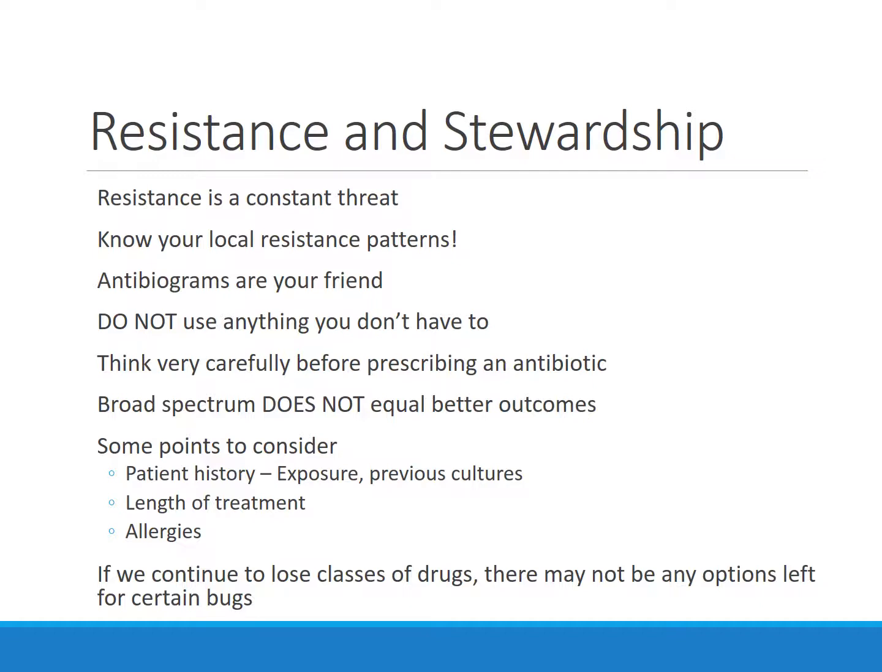Now the question becomes of how long is that going to last, and when are we going to finally lose out on those antibiotics we have that are the current, last line therapies? And that's the real scare there. So how do we prevent this as providers and as healthcare professionals? Know your local resistance patterns really well.